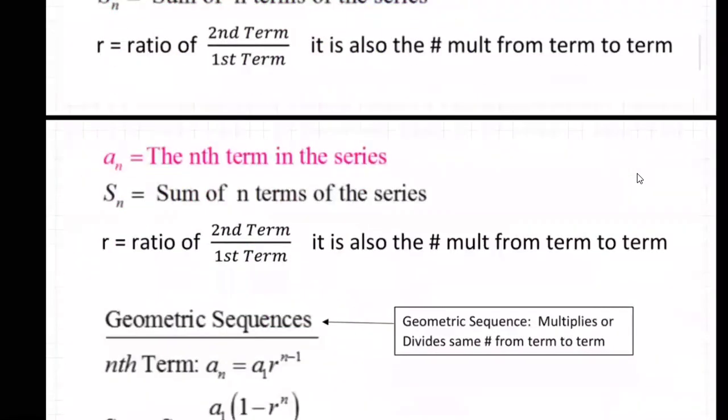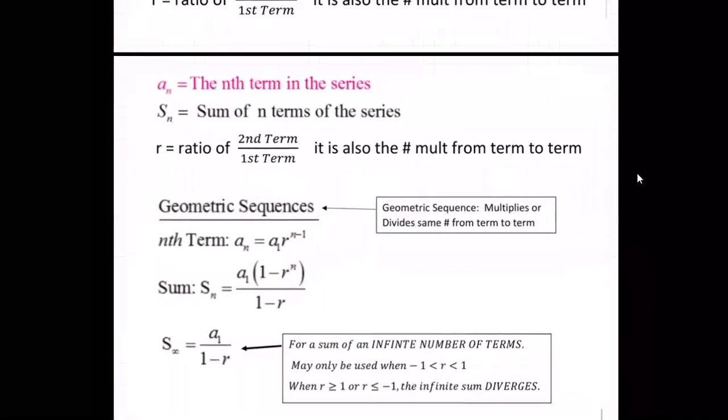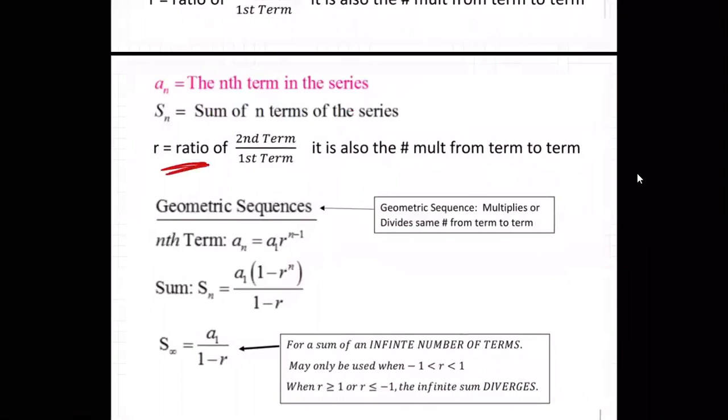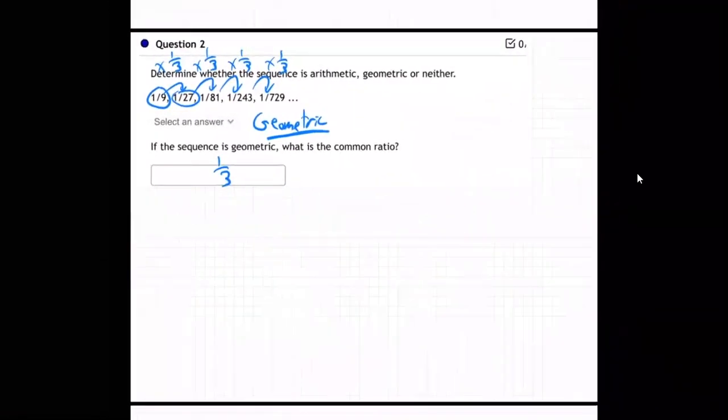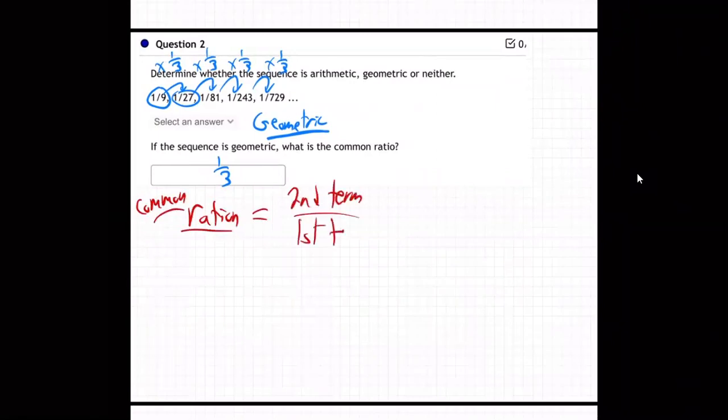If that's a little too casual for you, here's the actual formula. The ratio in a geometric sequence is second term divided by first term. So that's what I'm really doing. So the ratio, the common ratio, is second term over first term. So it's second term right there over first term. So it's 1/27 over the first term, 1/9.